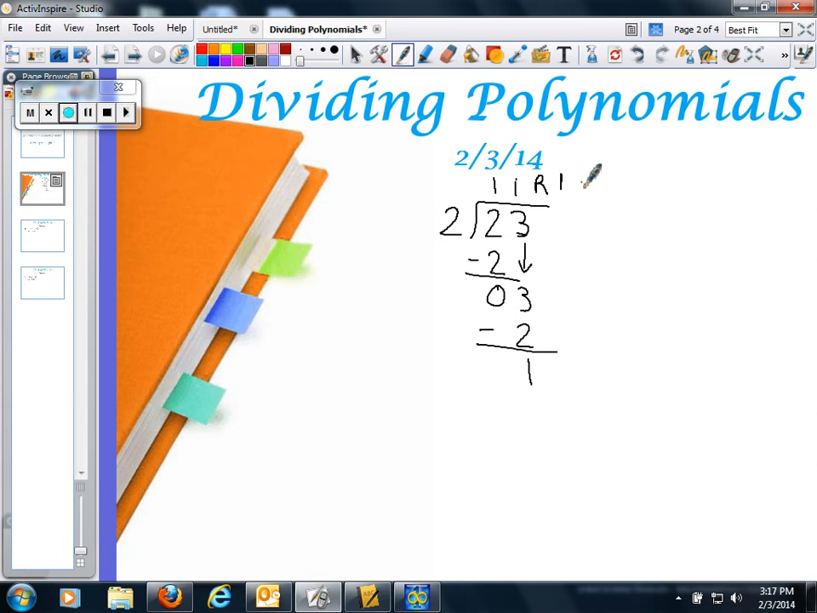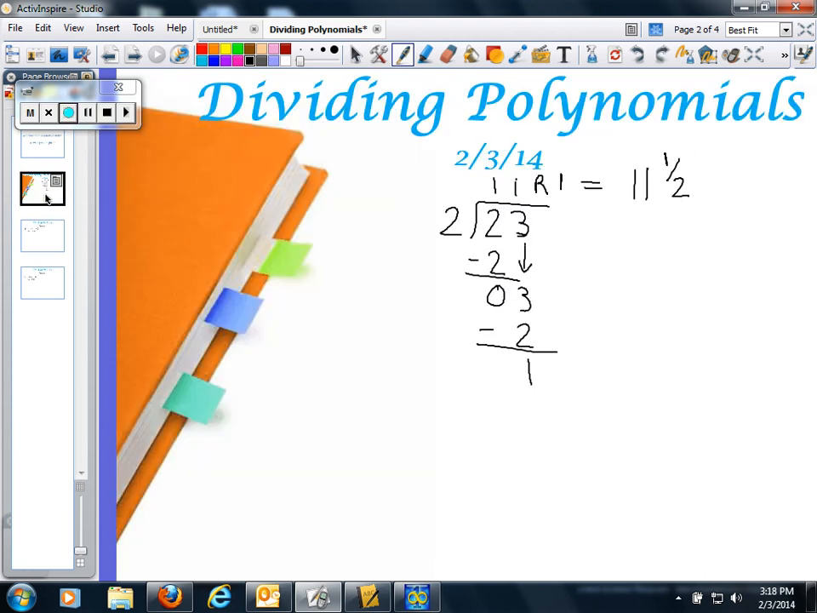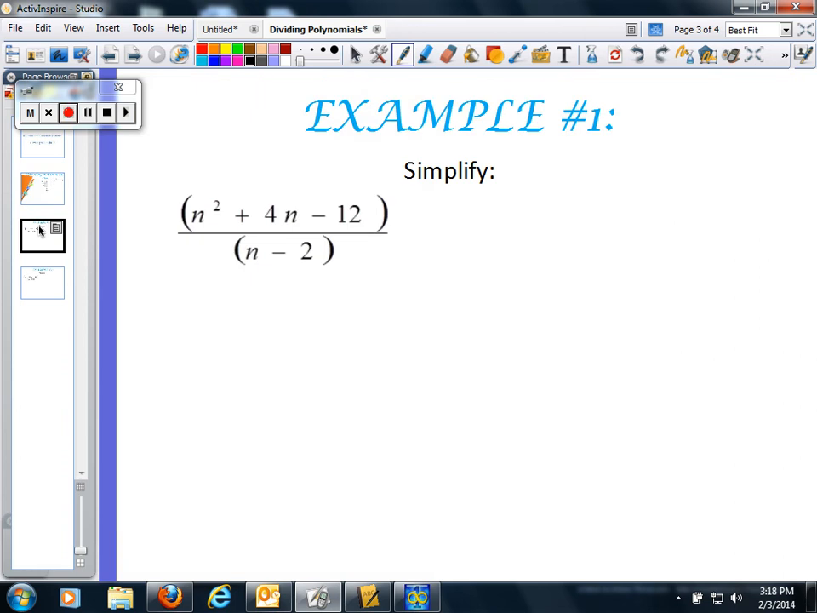Or we can say that this is 11 and 1 over the denominator, the divisor, which is 2. So this is the same thing as 11 and 1/2. Okay? Or I actually could also write this as 11 plus 1/2. Either way, it's the same thing. Okay? So that's a quick rundown just on how to do long division in case you forgot.